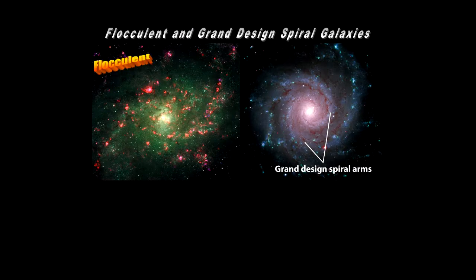As we investigate and observe spiral galaxies, we see generally two distinct flavors, you might call them categories, flocculent and grand design.